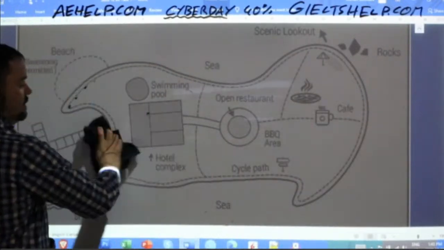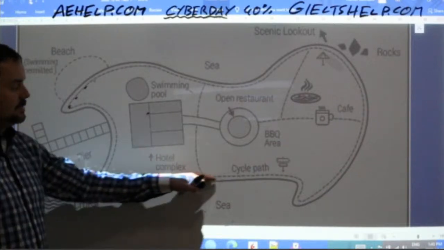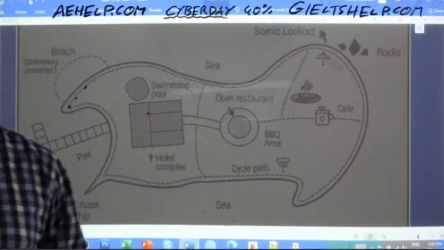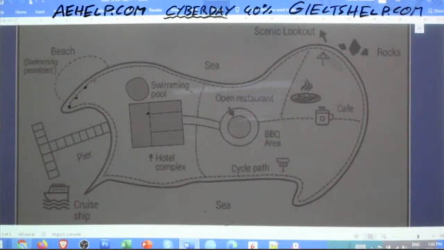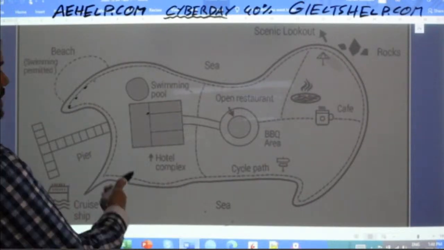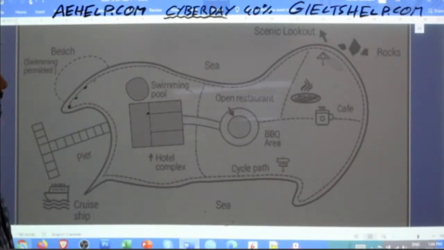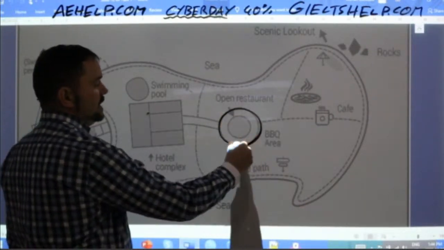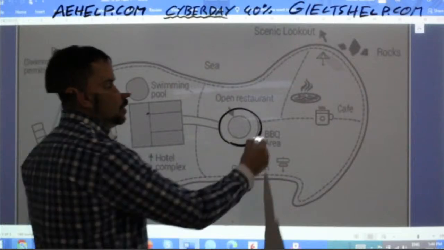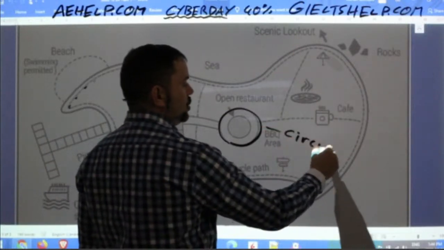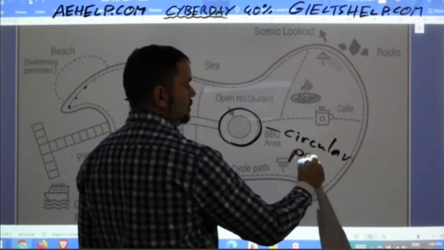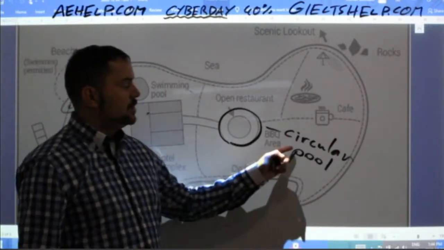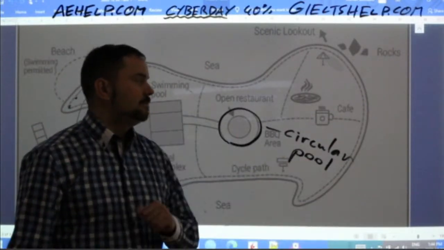So this was just a bit of vocabulary for this cycle path that goes around the circumference of the island, okay? All right, good. So now we have our words. By the way, if I want to use this to describe the shape of the pool, it would be a circular pool. Okay, so if I'm using circle as an adjective, then circular pool.